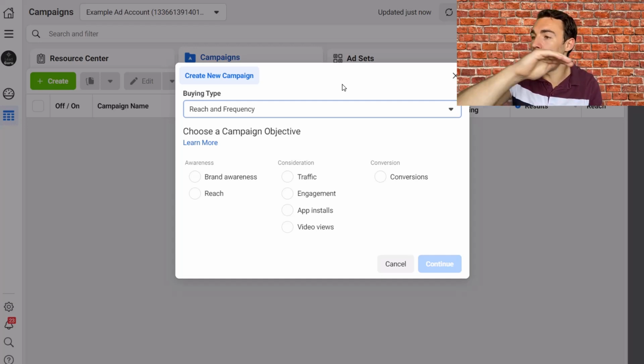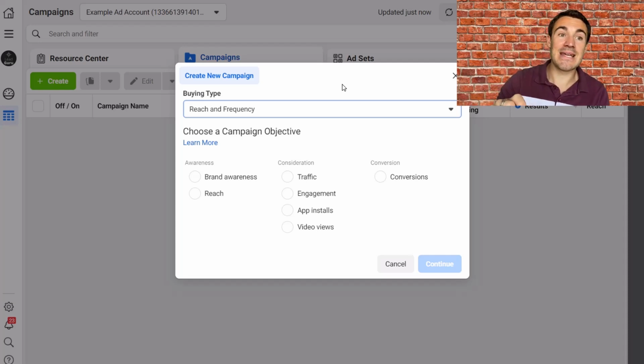So instead of just saying, I'm just going to pay whatever the market's saying I have to pay, I would like to guarantee a certain price for reaching a certain number of people. And you can see why that might sound very attractive. Often with reach and frequency, you end up paying a lot less per 1,000 impressions, so per CPM, than you do with auction. Again, you say to Facebook, look, over the next week, I want to reach this many people.